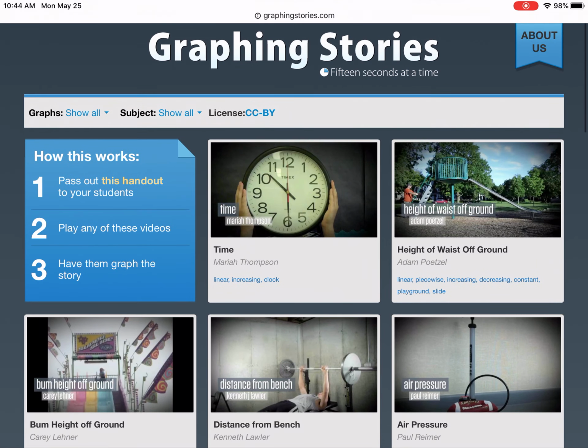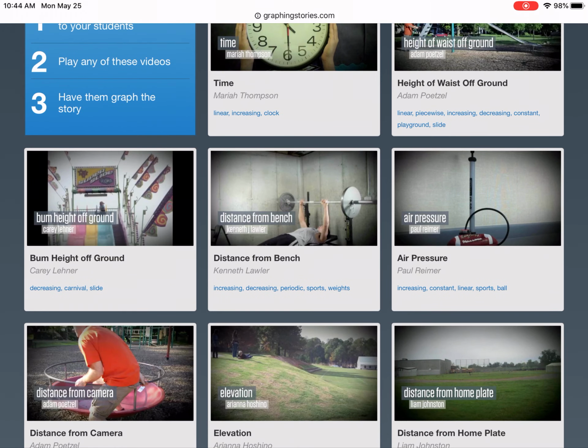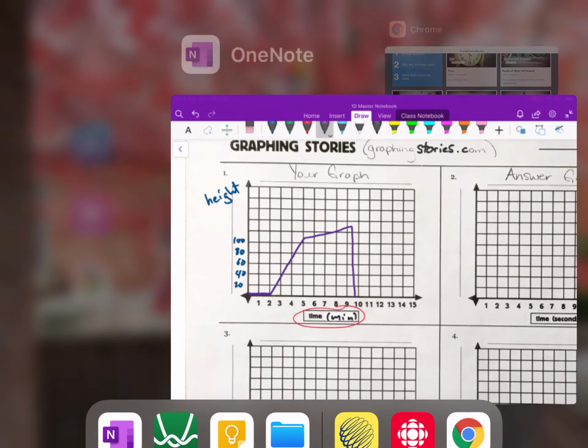They've got a bunch of ideas like that on graphing stories. They've got height of waist off the ground for this one on the right hand side. So someone goes up a slide and comes down, that's a time thing. Bum height off the ground on the far left one, someone on those big slides. Distance from the bench for pressing a barbell up and down, and so on. So feel free to play with those.